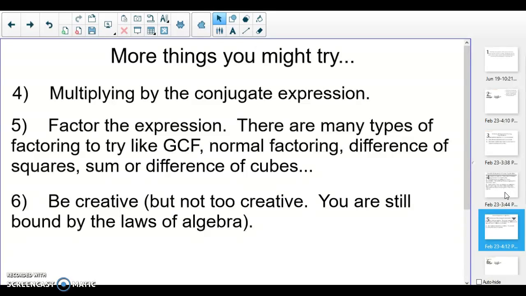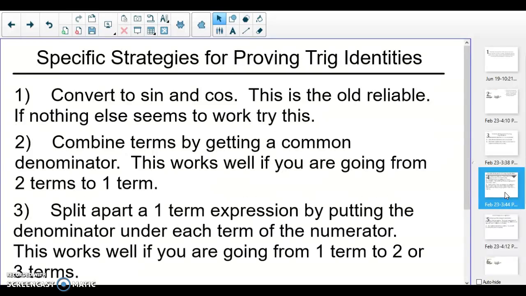I might at some point in time also factor an expression, and there's a whole bunch of different ways to factor things. And then last but not least, if I'm not sure what to do, I can be creative, but not too creative because I still am bound by the laws of algebra. So as I look through these things, I decided that number 2, combining terms by getting a common denominator, I think is going to be the best strategy for this particular problem.